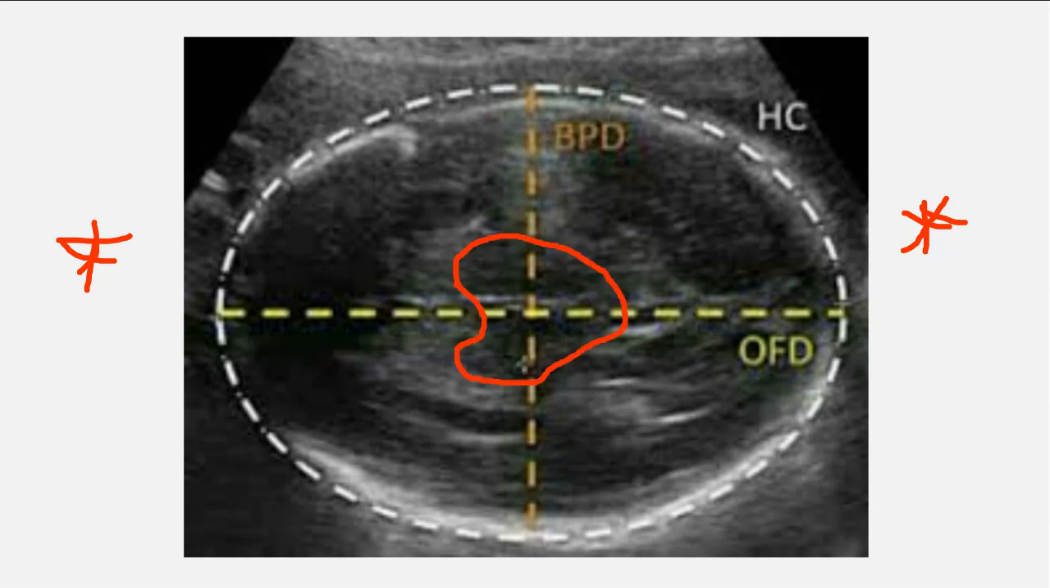Here we have our falx. And here we have our third ventricle. Our CSP, not our third ventricle. Our third ventricle is going to be this tiny guy right there. Okay. And if you look at the back of the baby's head, we don't see any cerebellum.